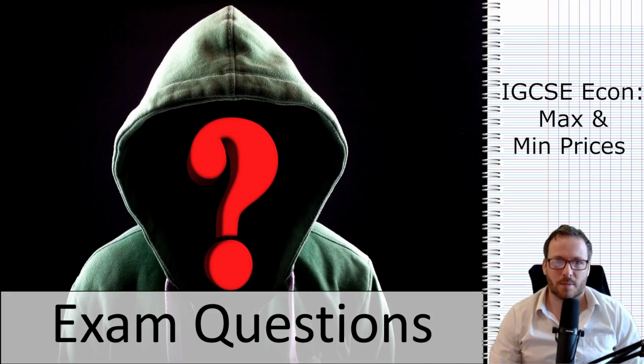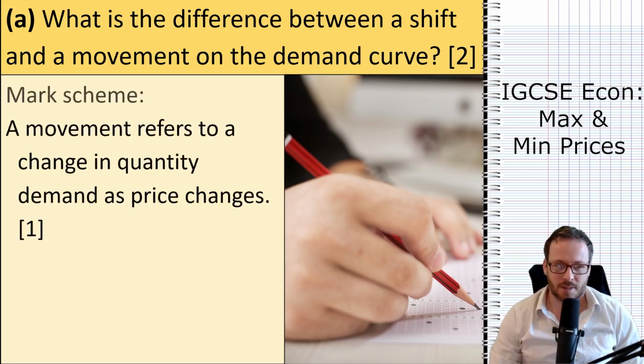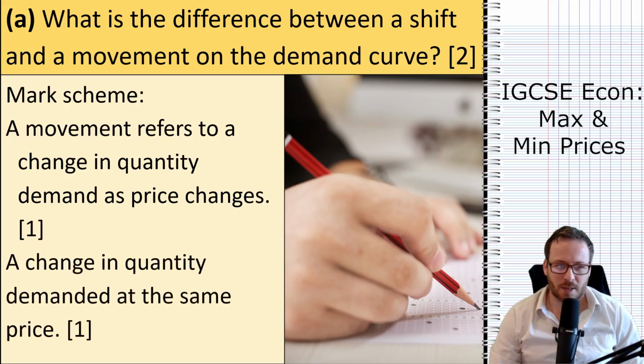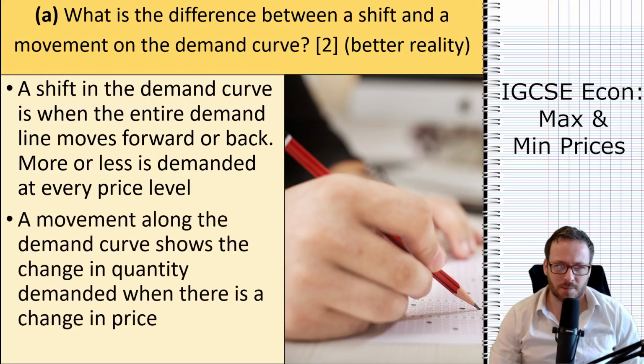Exam question time. Dun, dun, dun. What's the difference between a shift and a movement on the demand curve? Do you remember? This is what the mark scheme says. A shift is the entire line. A movement is a movement along the curve, okay? An easier way to write this out looks like this. Better to write it in sentences, isn't it?